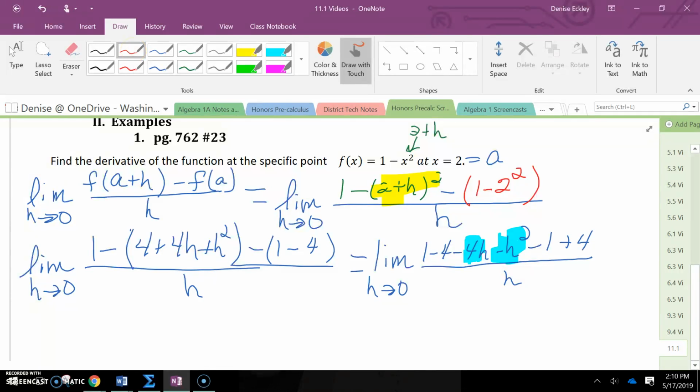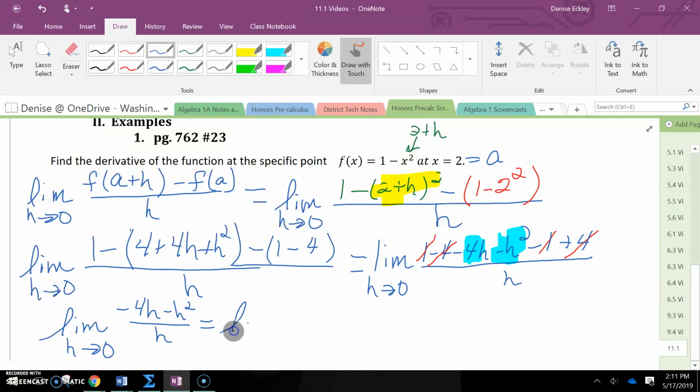So what you can see is I have a positive 1 here that's going to cancel with the minus 1. And I have a minus 4 here, which will cancel with a positive 4. So we do indeed only have our h terms left. So our expression has shrunk. So the limit as h approaches 0 is now negative 4h minus h squared over h.